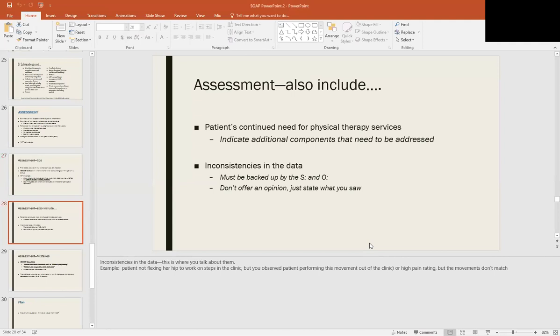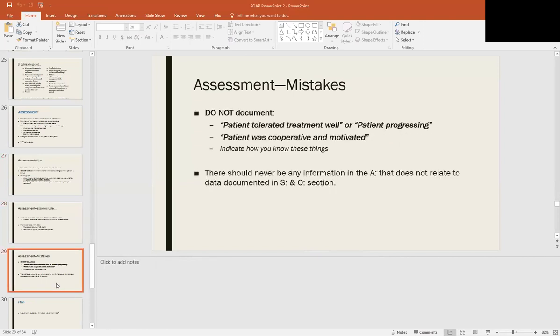And if you talk about it in the assessment, you would say patient is demonstrating some inconsistent movements when they're walking into the clinic versus when they're in the clinic. That is the statement used in the assessment, but it has been backed up in the S&O portions of the note. And you could, in the assessment portion, kind of reiterate what you saw in the clinic versus when they were walking into the car.